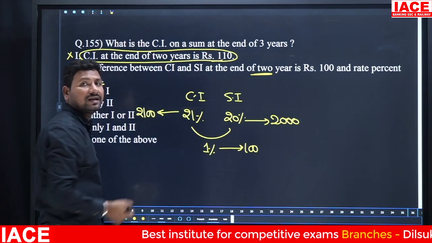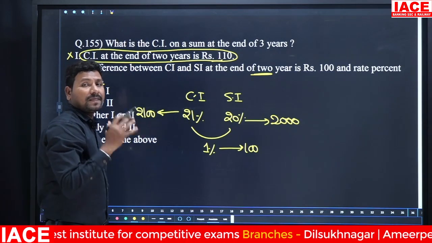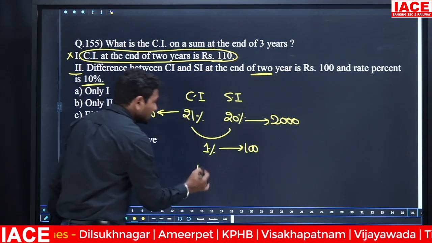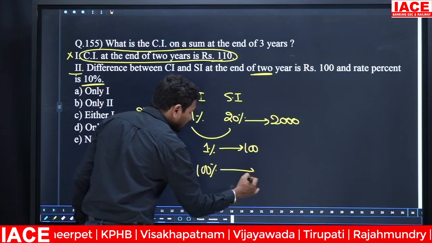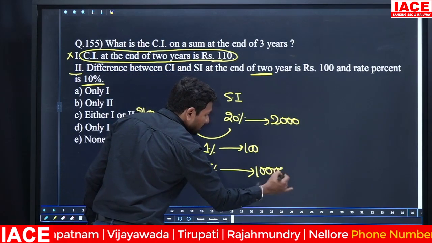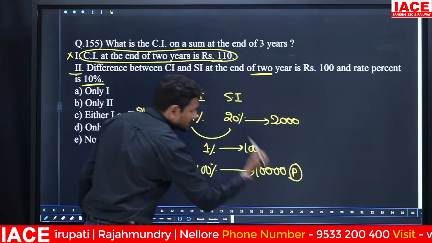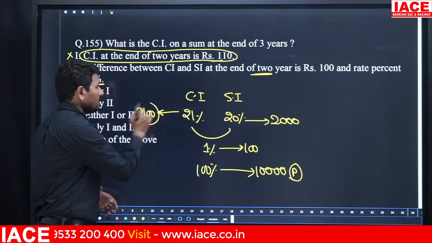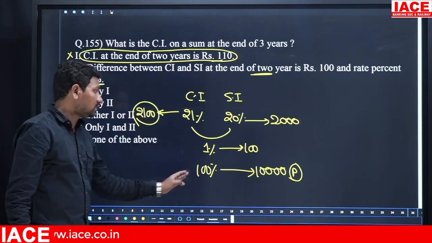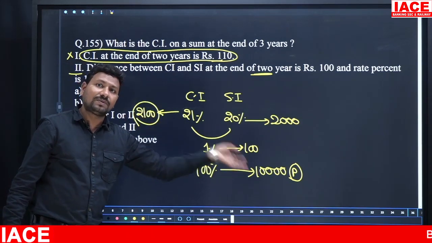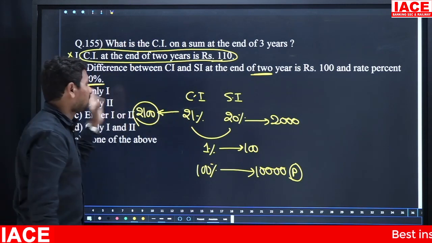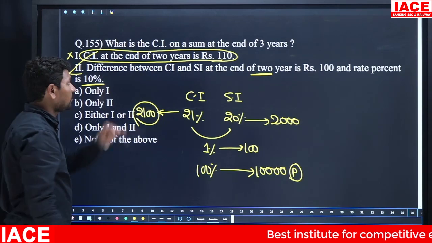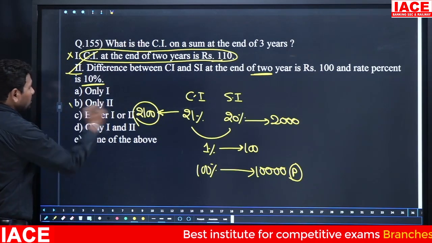In 2100, this is initially the 2 years interest. But if you are calculating for 100%, you will get the principal also. The principal is how many rupees? 10,000 rupees. Now for the next year, 2100 is already counted. In this, 10% you can take again, 10% of 10,000 rupees added, you will get finally the 3 years interest. That means statement 2 alone is sufficient to find the final answer. Then option B is correct.